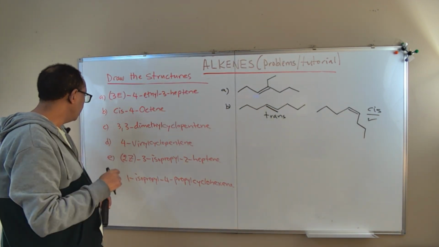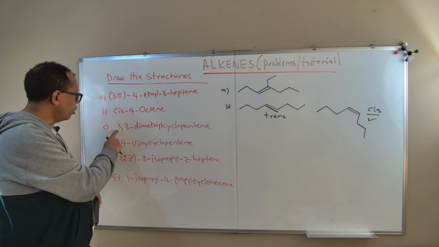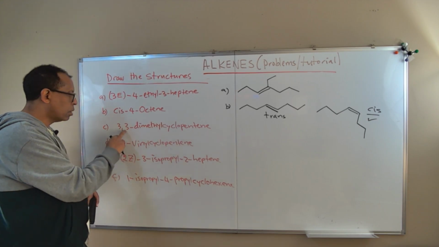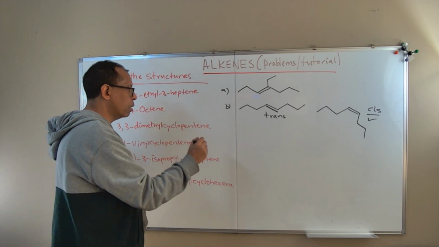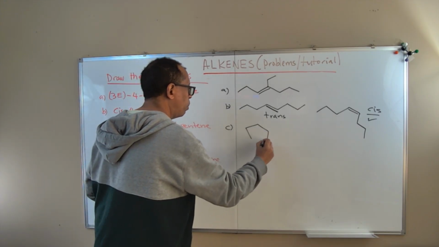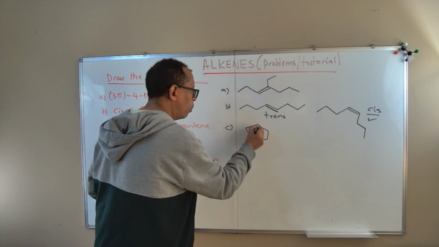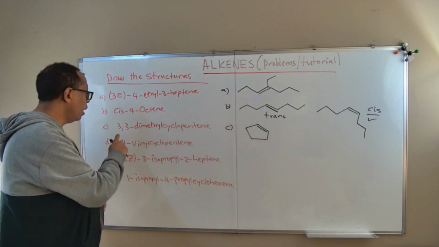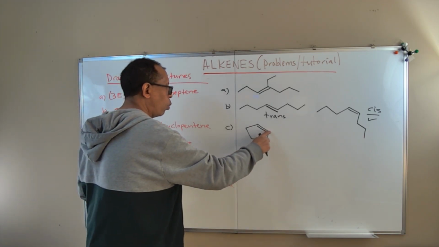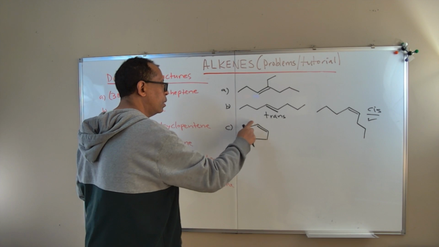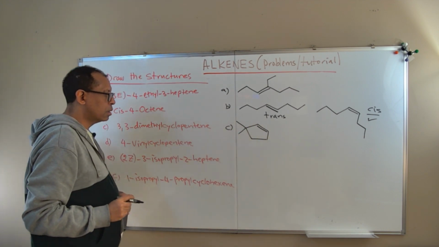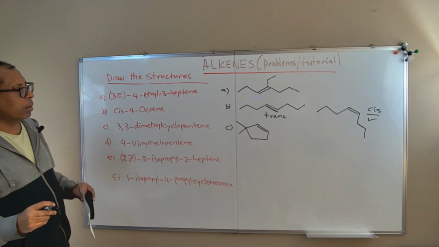For C, it asks me to draw 3,3 dimethyl cyclopentene. It's very easy. At 3,3 position, there are 2 methyl groups, and it's a cyclopentene. First, I have to draw cyclopentane, and I make it cyclopentene like that. And at 3,3 position, I have dimethyl. So if I count this as 1, 2, 3, I have this. That is the 3,3 dimethyl cyclopentene.